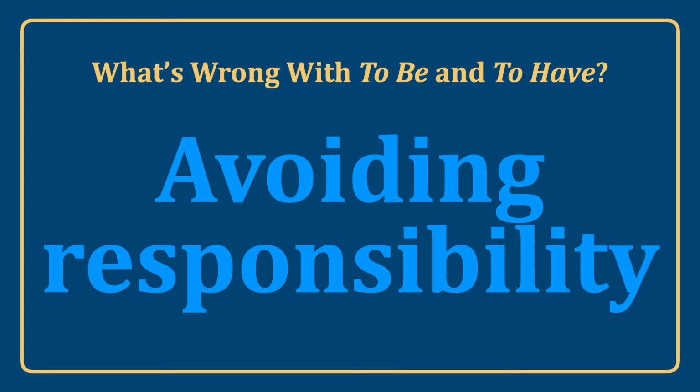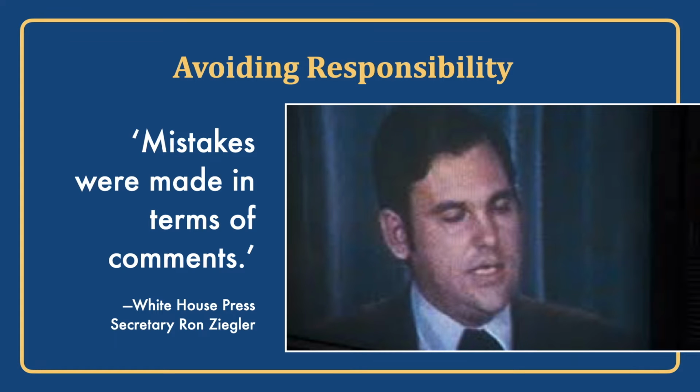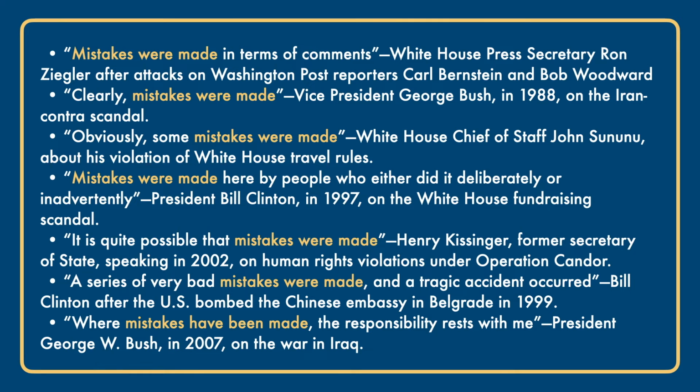Another problem with to be and to have is that it avoids responsibility. When politicians commit major mistakes, they struggle to take responsibility for their actions. Frequently, they say mistakes were made, but they never say who made those mistakes. Most famously, Richard Nixon's press secretary, Ron Ziegler, made this statement: "Mistakes were made in terms of comments." But he wasn't the only one.